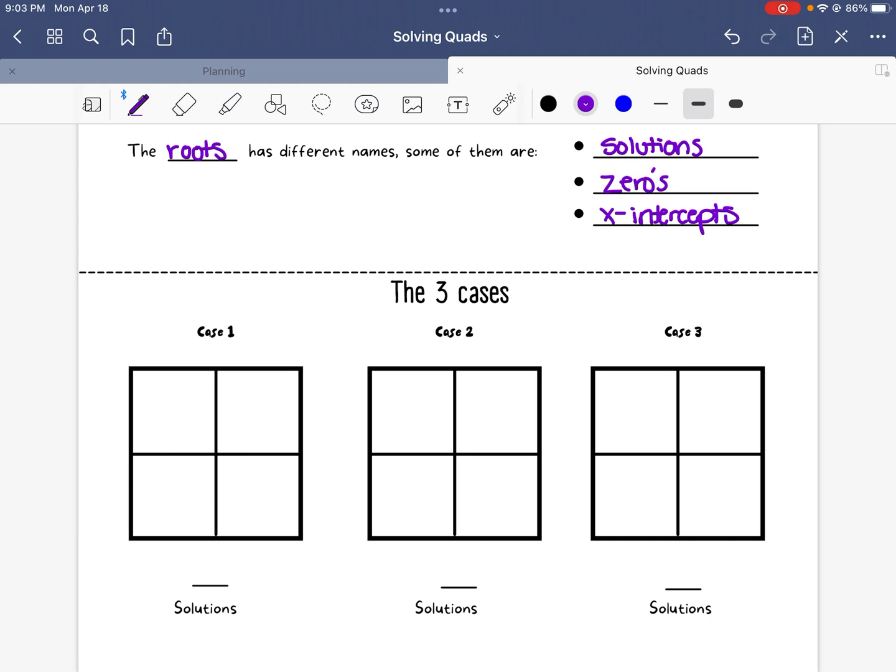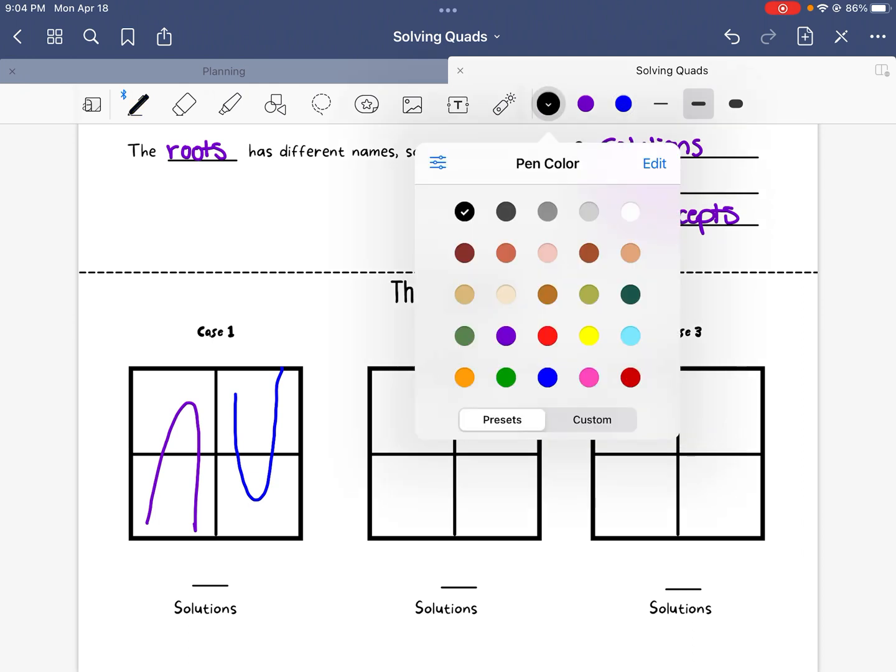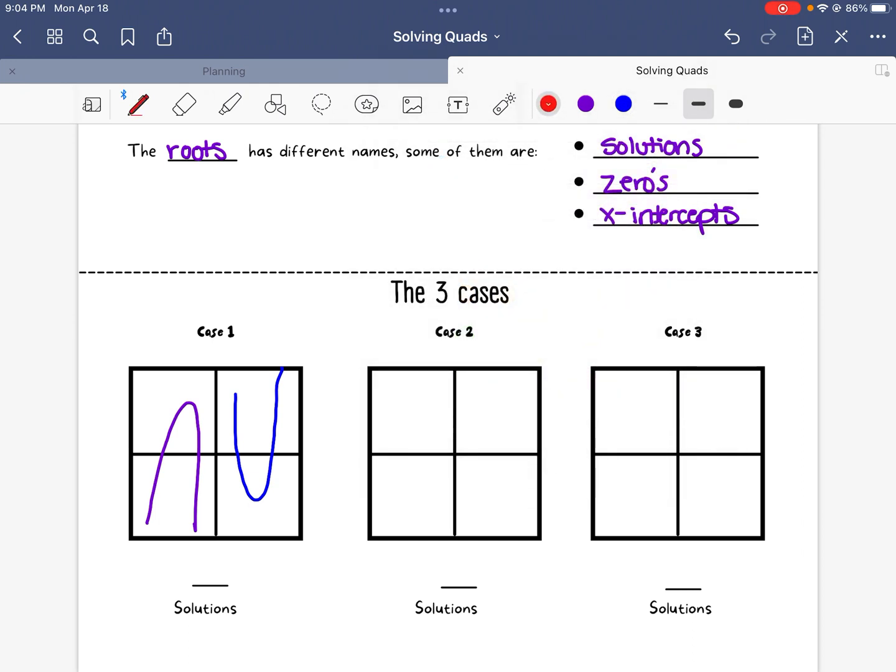Now, when we are graphing, there are 3 different cases that we can have. The first one can be that our parabola is nicely going through the x-axis. So it might look like this or like this. And what I notice here is that in both of these parabolas, they are intersecting the x-axis, or they have 2 roots. So right here they have 2 solutions or roots. Remember, it means the same thing. So that's the first case.